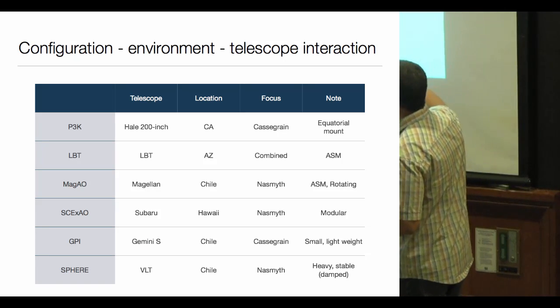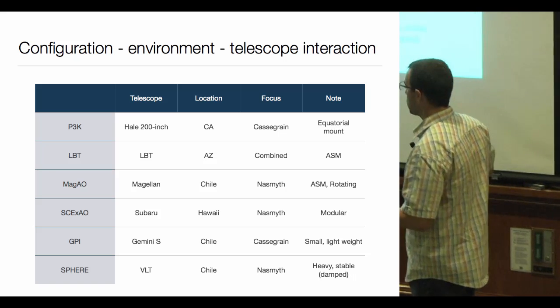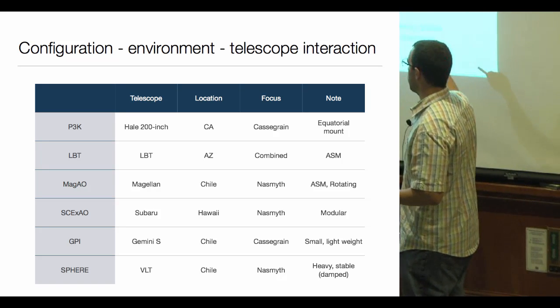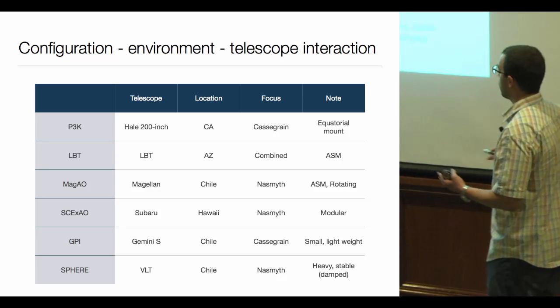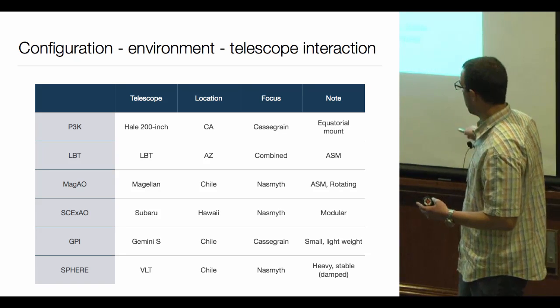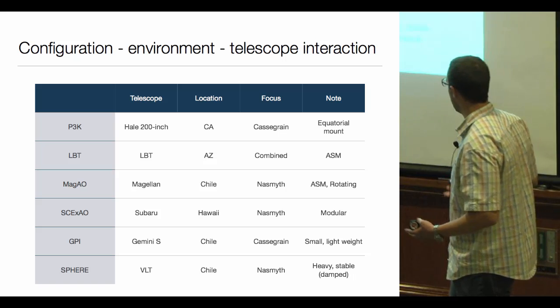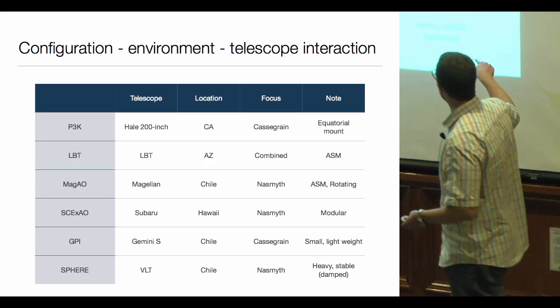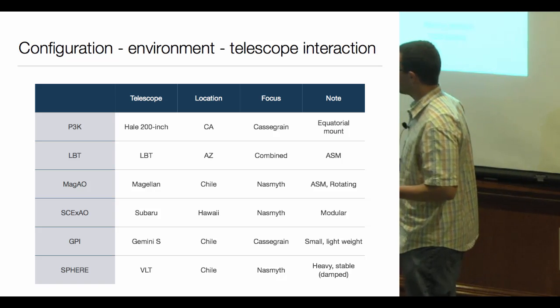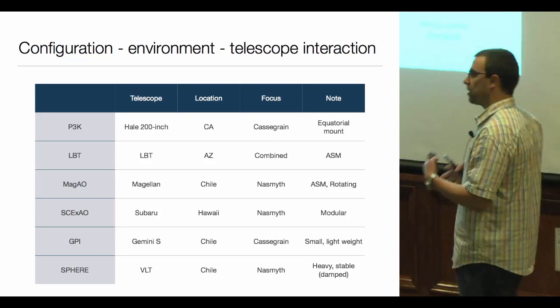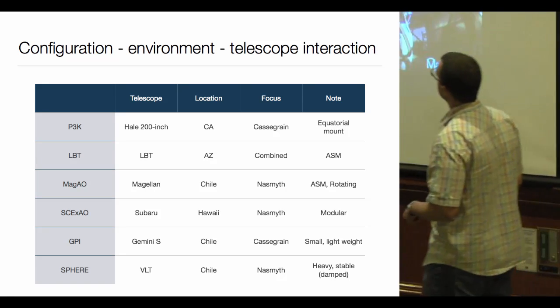Okay. So GPI is small and lightweight. It has to be because it's the Cassegrain focus. Its direct competitor SPHERE has chosen a completely different approach because it's on a Nasmyth platform, so it can be heavy, very stable, and damped. So the difference here in weight between these two instruments is a factor of 10. So it's quite amazing that while doing the same science, they end up being completely different.